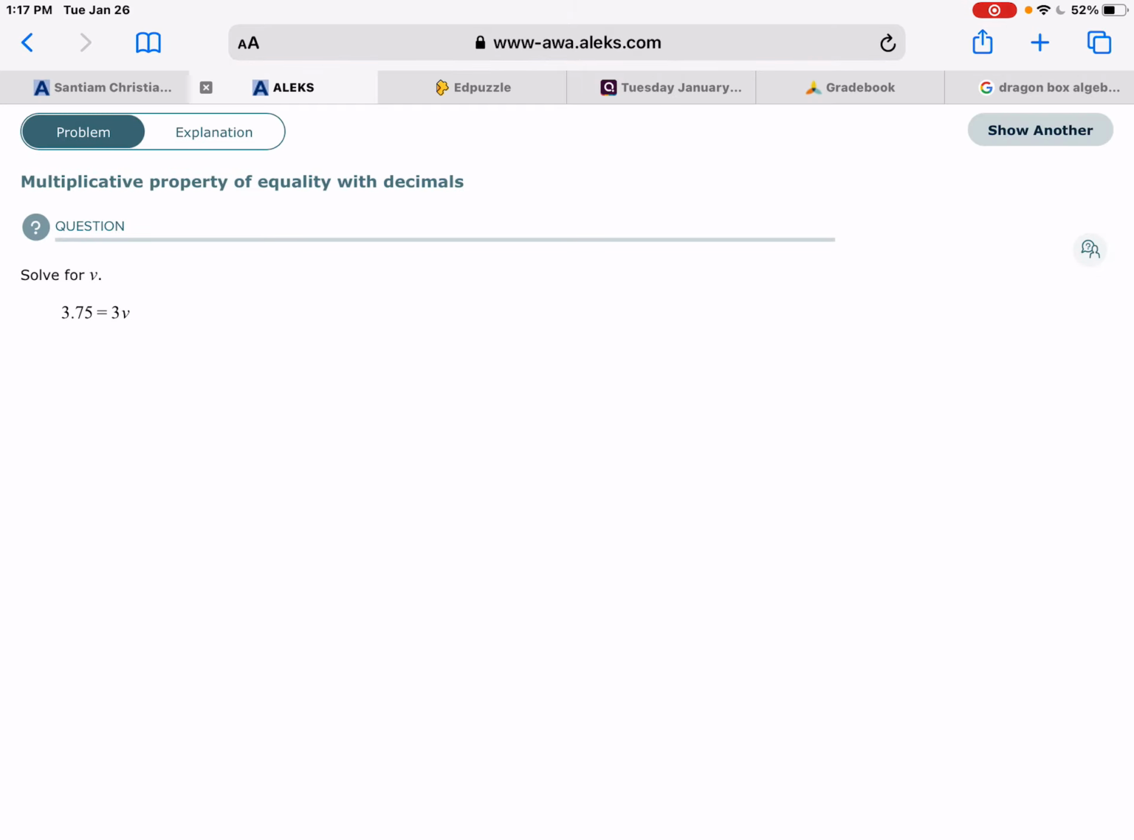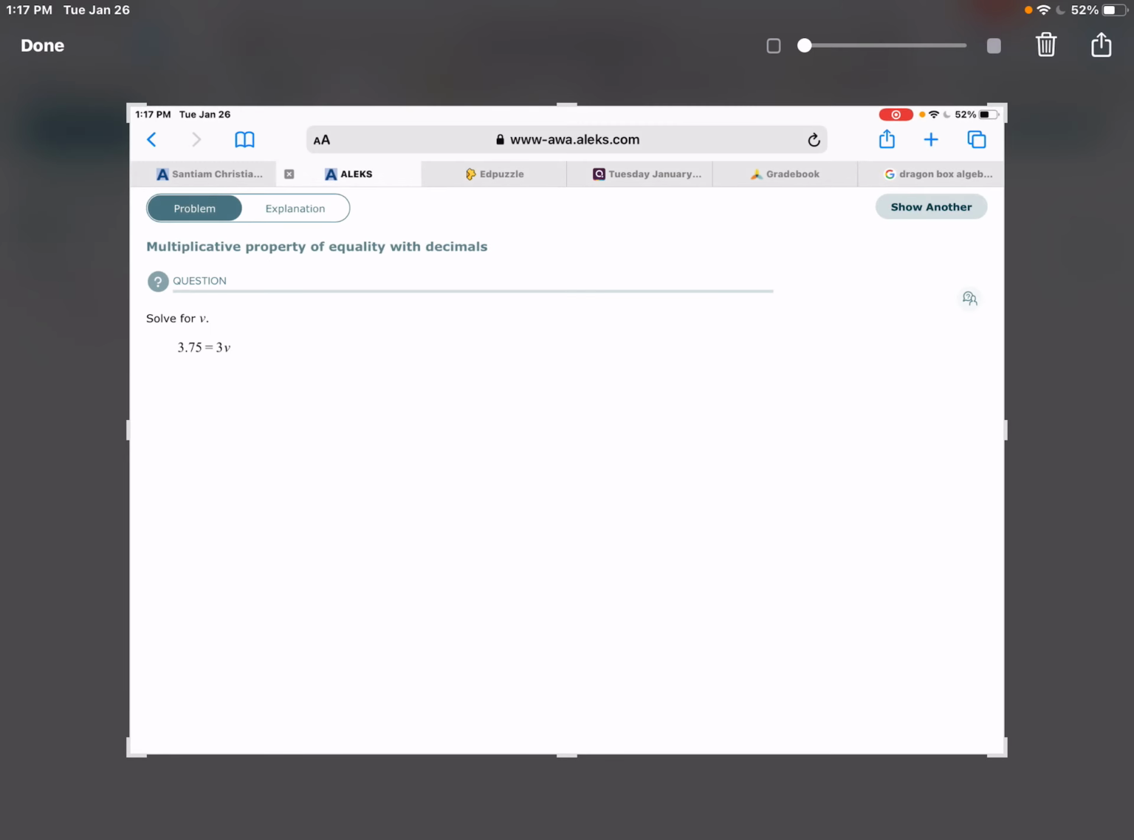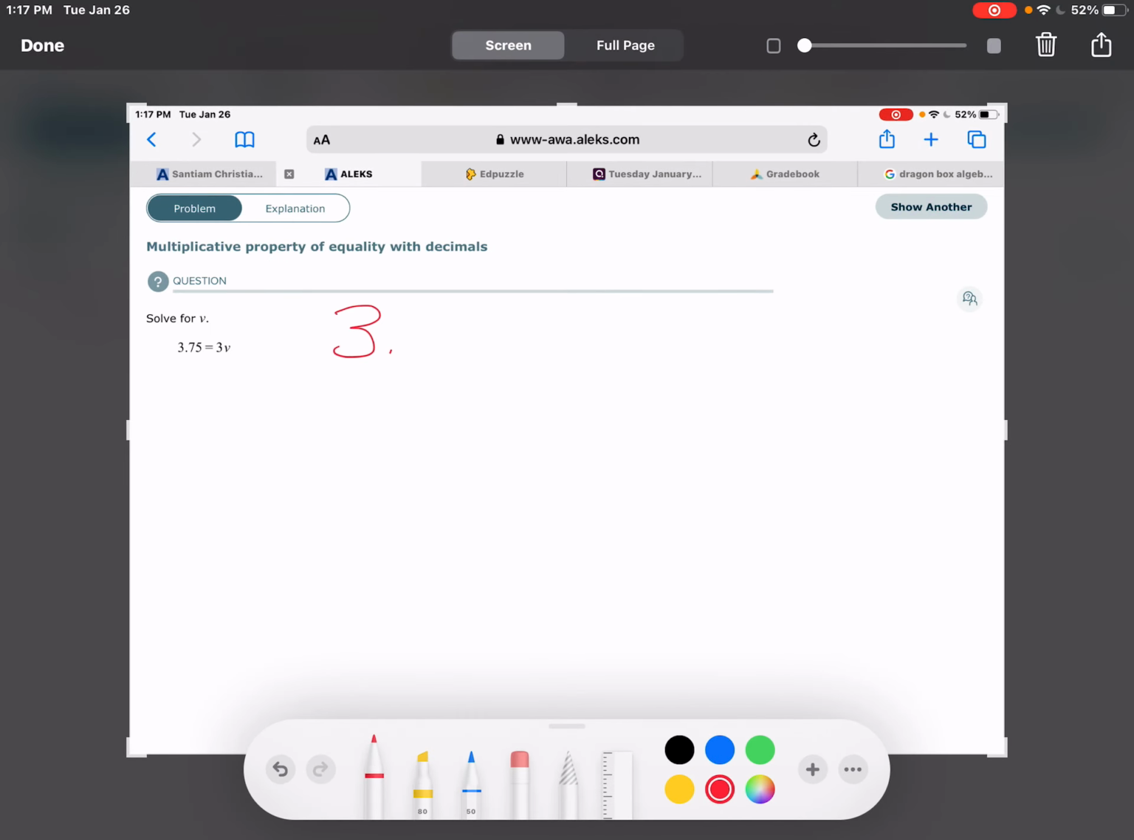Here's just one more that doesn't have dividing to start with. It has multiplying. So in this case, I'm starting with 3.75 equals 3 times v. Whenever we don't have a sign between the numbers, it means times. So the way to get rid of something that is multiplication is to divide. The opposite of multiplication is division, and that's awesome. When I do 3 divided by 3, it's just going to make 1s, right? And so I'm going to cancel out everything except the v.